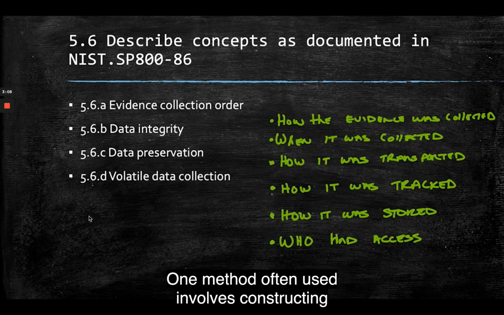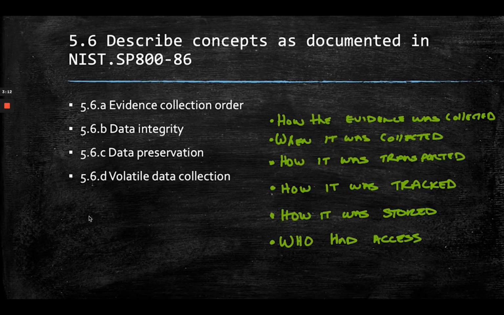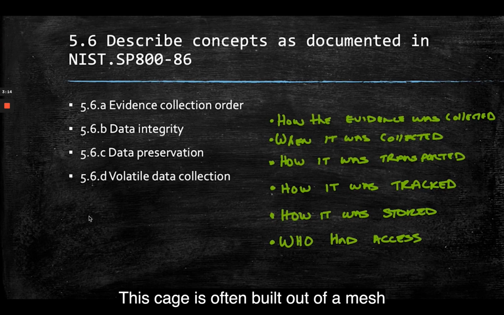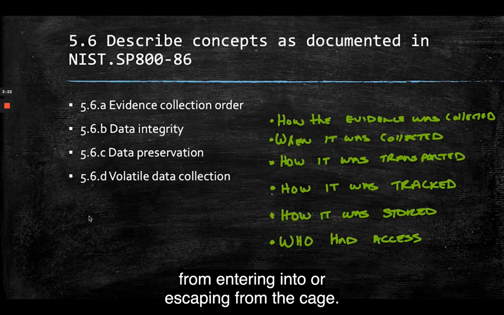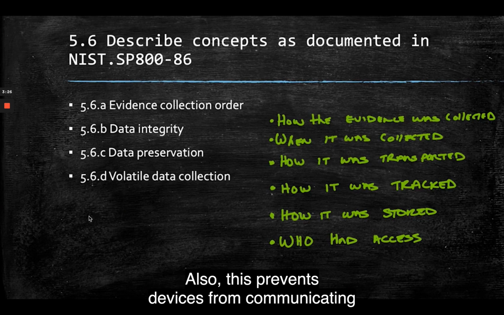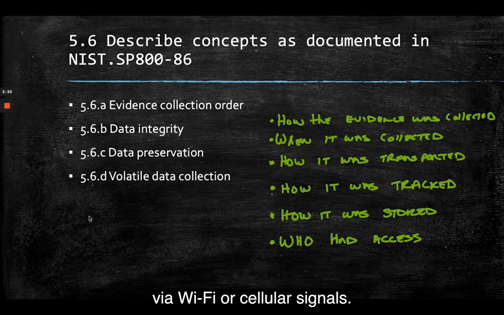One method often used involves constructing what is called a Faraday cage. This cage is often built out of a mesh of conducting material that prevents electromagnetic energy from entering into or escaping from the cage. Also, this prevents devices from communicating via Wi-Fi or cellular signals.